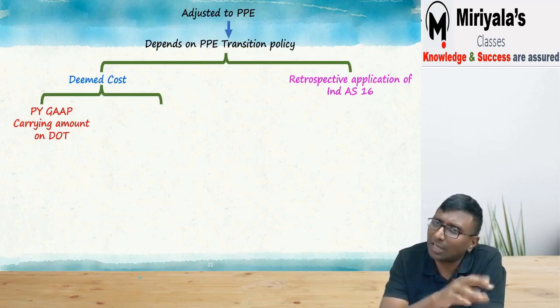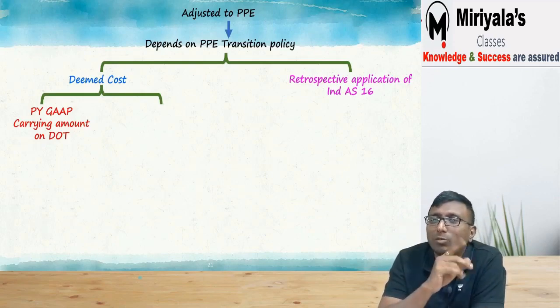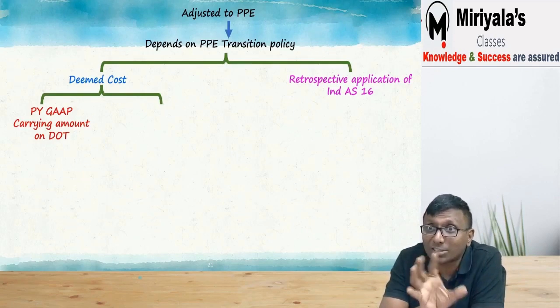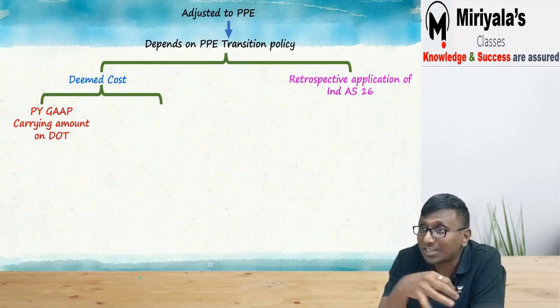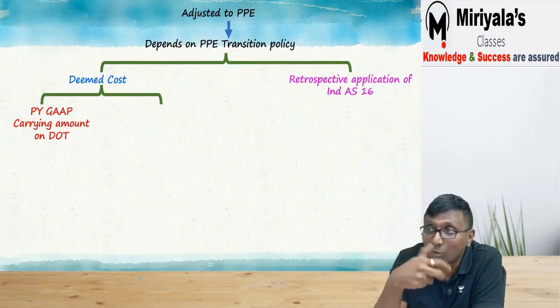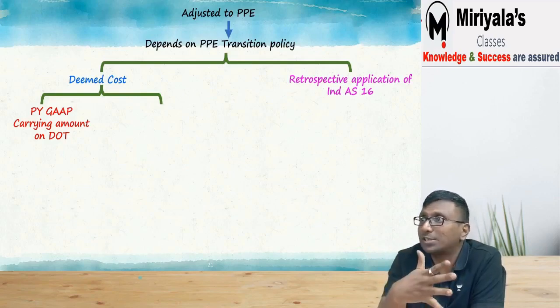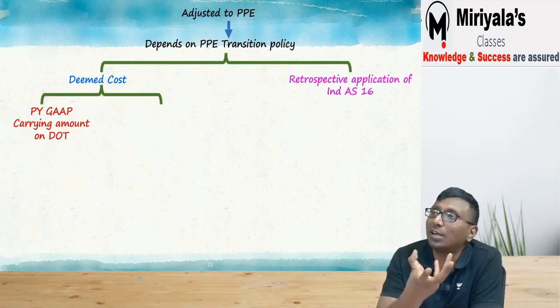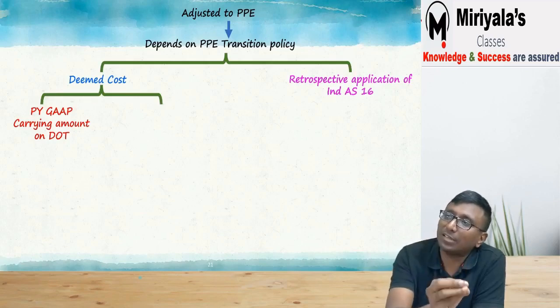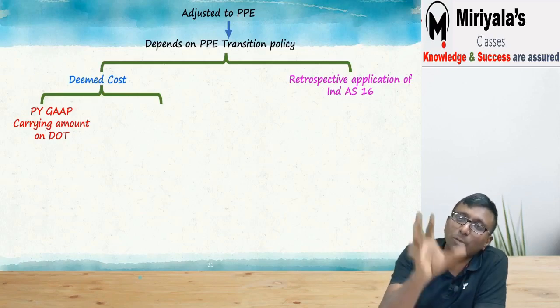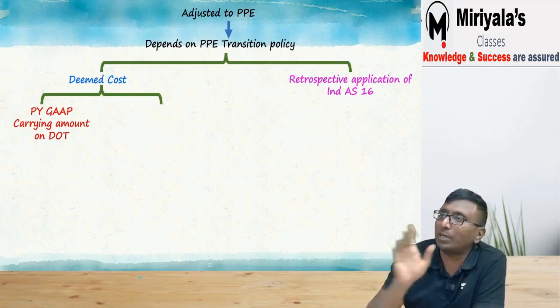What was the number in AS 10? Whatever number it is, close your eyes. Whatever you have followed, don't reverse it now. Already foreign exchange gain or loss has been debited or credited to PPE. Now don't reverse it because we are assuming deemed cost. What was the number on the date of transition? That is super perfect. Then don't make any change.